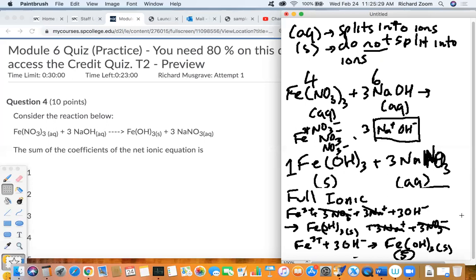I have one question. Yes, Kirsten. So for the NaOH at the beginning of the equation, it's 6, because there's 3 of each. Yeah, that's right, that's where the 6 comes into play, because it's 3 Na pluses and 3 OH minuses. Think of it like 3 boxes, each containing an apple and an orange, and then you're counting the apples and oranges. Okay, thank you. You're welcome. Any other questions?